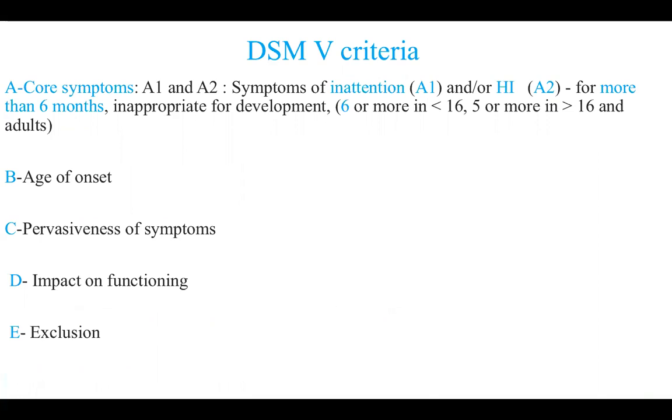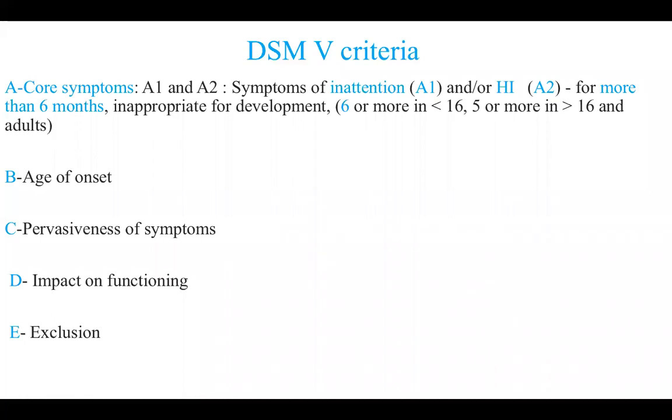Now coming to the DSM-5 criteria, first we'll discuss this before we look at the Vanderbilt tool. As I said, the Vanderbilt tool and the other tool are based on the DSM criteria. The DSM gives A, B, C, D, E criteria, that is 5 things the DSM mentions. What is important is that in A, the core symptoms of ADHD are given. It is divided in 2 parts, A1 and A2. A1 is for symptoms of inattention, and A2 is for symptoms of HI or the hyperactivity component.